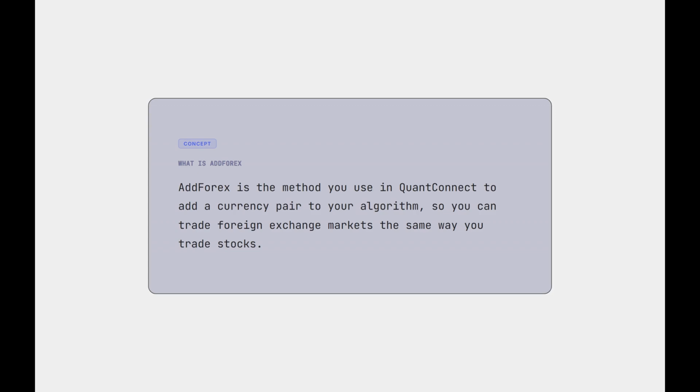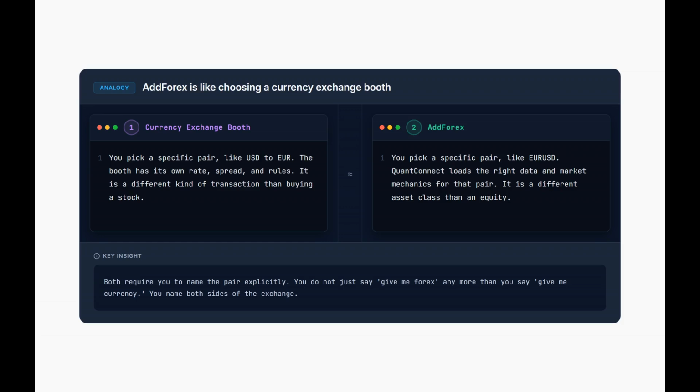AddForex is the method you use in QuantConnect to add a currency pair to your algorithm, so you can trade foreign exchange markets the same way you trade stocks. Here's a simple analogy to explain it better. On the left, we have the currency exchange booth. On the right, AddForex. Imagine you're at an airport.